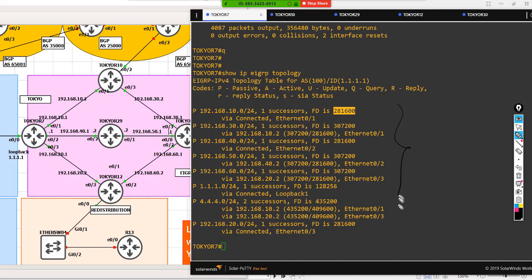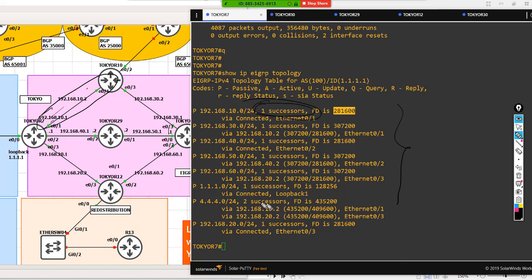What else can I show you? I can show you one successor. Why is it showing one successor? Do you think there is any alternative path for this connection? There is no alternative path. They are directly connected or directly learned, so there is no alternative path. That's why it says one successor.